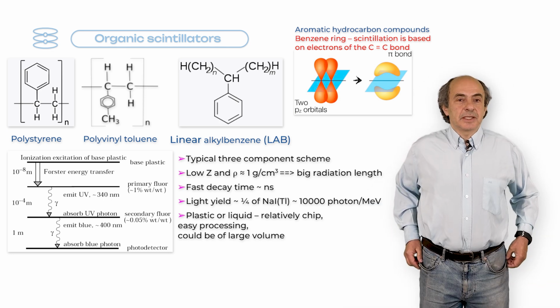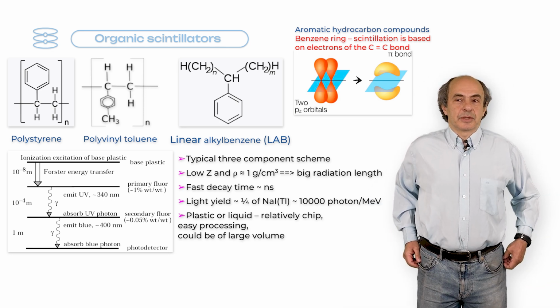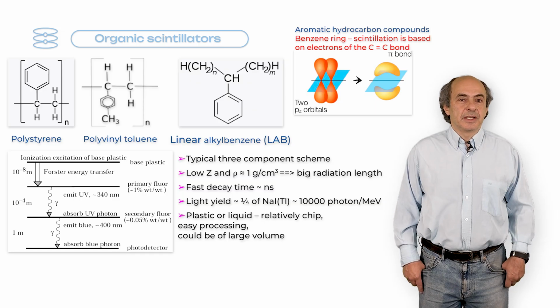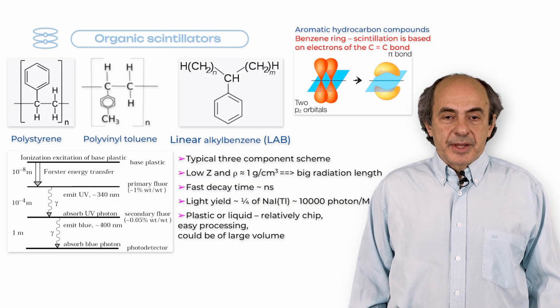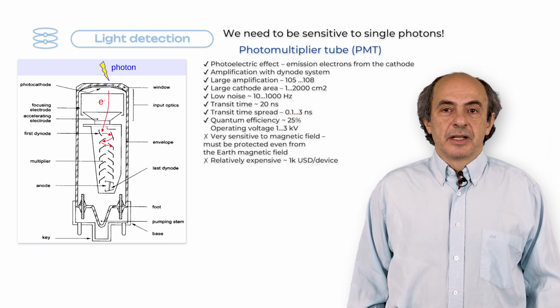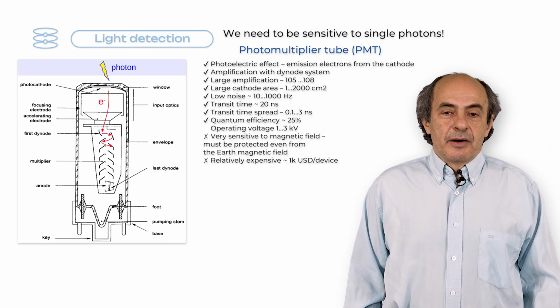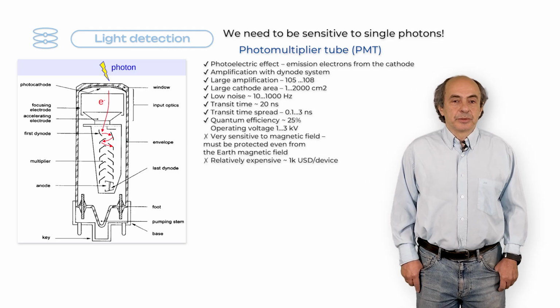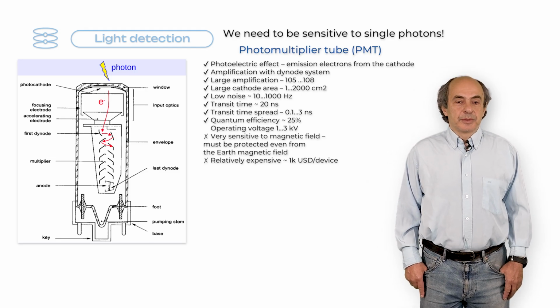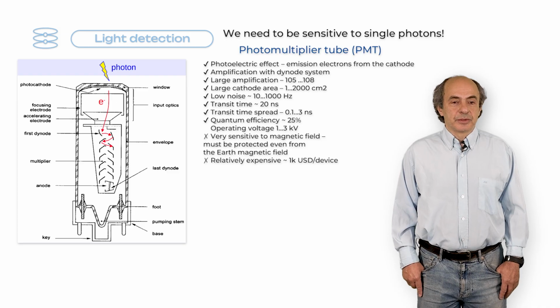But this is plastic or liquid which could easily be made of any shape, and liquid could be poured in large vessels. Okay, we have scintillation light. Now we need to detect it. And the most popular light sensors used now are photomultiplier tubes and silicon photomultipliers.